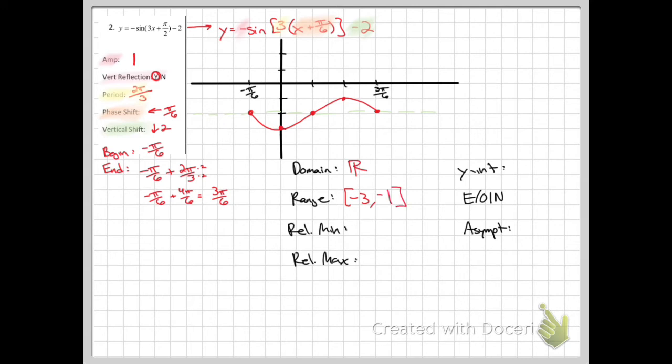Relative minimum is a point, the lowest point, but remember it repeats forever. Relative max is the highest point, remember it repeats forever. So my minimum is clearly at 0, but it repeats every period. So it's not always 2 pi n, right? This one repeats every 2 pi over 3 n. Make sure your n is next to that fraction. And then it's at -3.